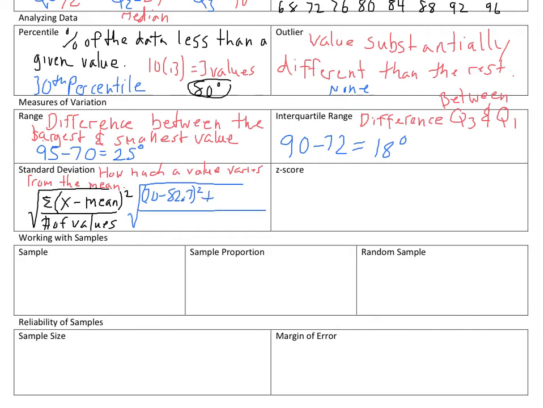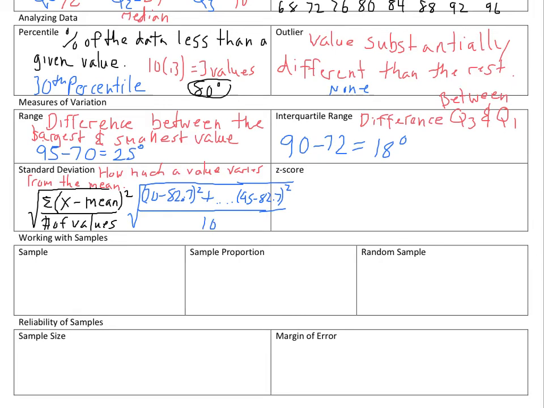plus, I'm summing all of them, all the way from 70, and then I'm going to go all the way with 72, then 80, all the way to the last term, which is 95 minus the average, and square it. So I'm going from the smallest number, subtracting the mean, squaring it, all the way to the last number, subtract the mean, square it, and divide by the number of values. So my number of values is 10.